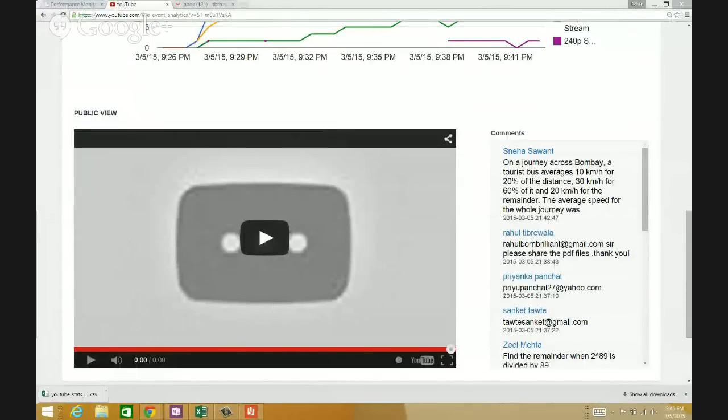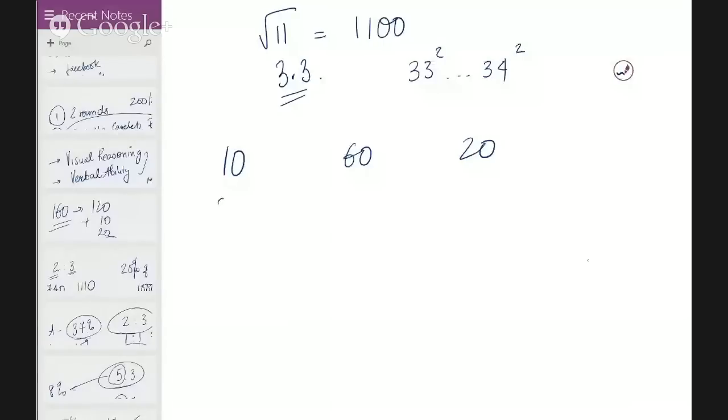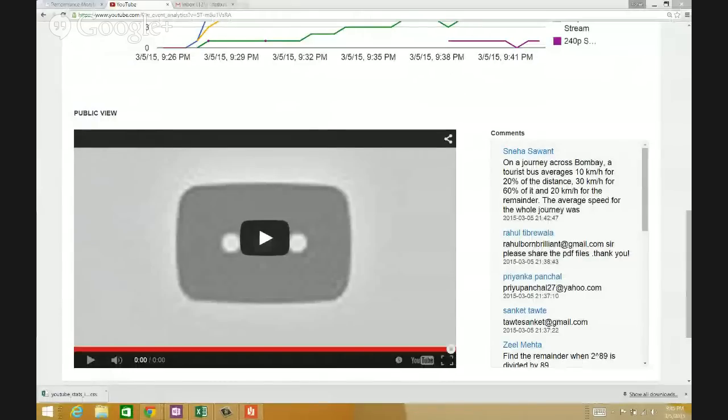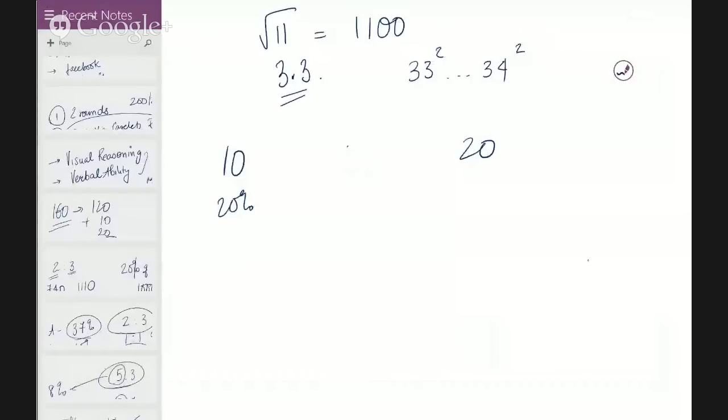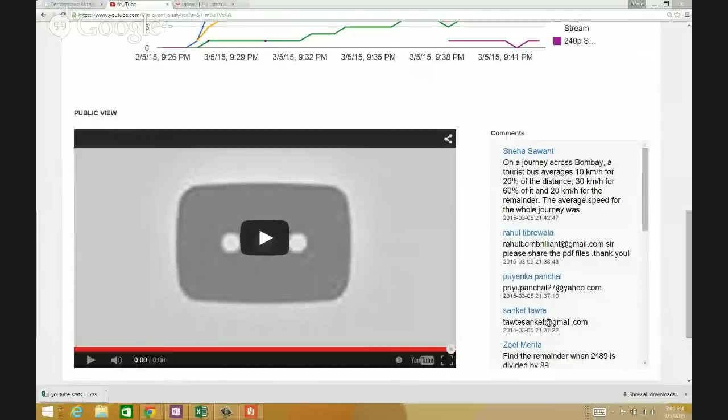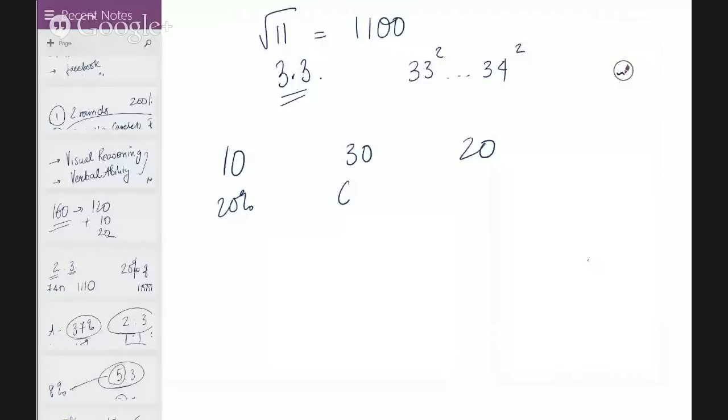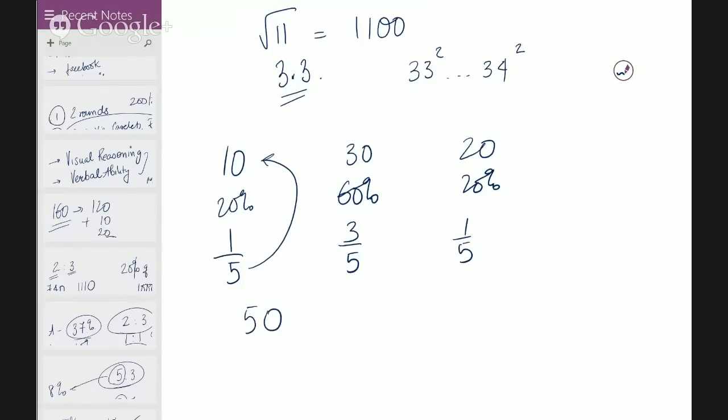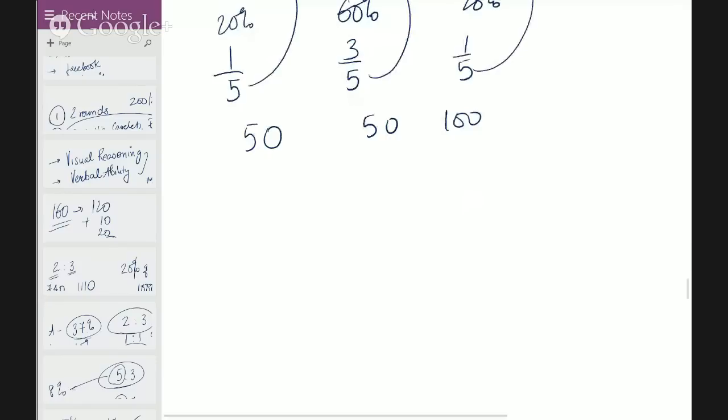Now, there's a technique that we use for average speed. What you normally do is write 20%, 60%, and 20%, with speeds 10, 30, and 20. So the fractions are 1 by 5, this is 3 by 5, and this is 1 by 5 again. What you do is reverse and multiply. Reverse the ratio and multiply, and you get 50, 5 by 3 into 5 by 3 gives 50 again, and this will be 100. Now do the time and work way. If 50, 50, 100 is the number of days taken, you get 100 as the LCM, 2, 2, and 1. This is going to be 100 by 5, which is 20 kilometers an hour.